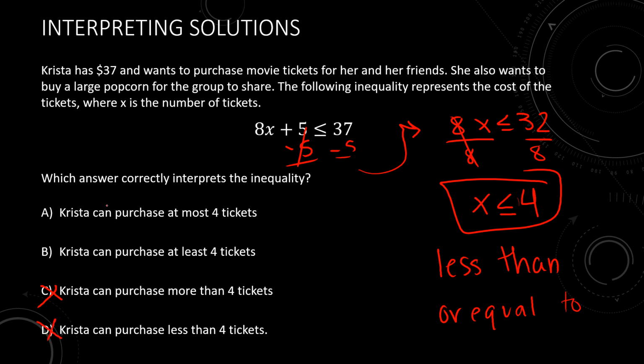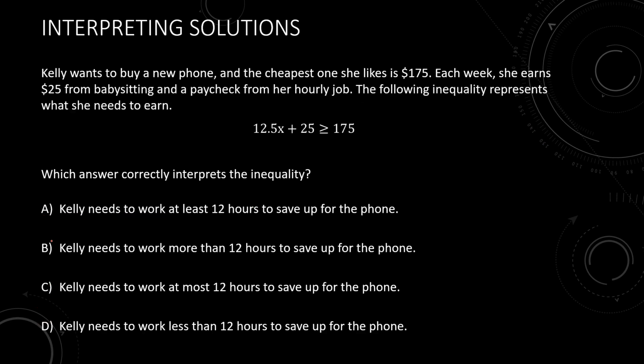So this means that Krista can purchase at most 4 tickets, because if you think about it, if she buys more than 4, she won't have enough money, but she can buy less than 4. So A is the answer choice we want to pick here.